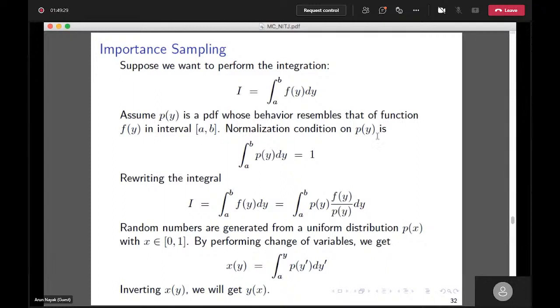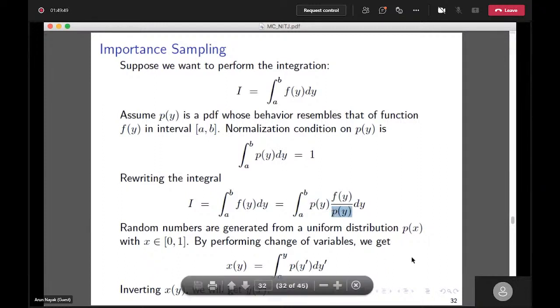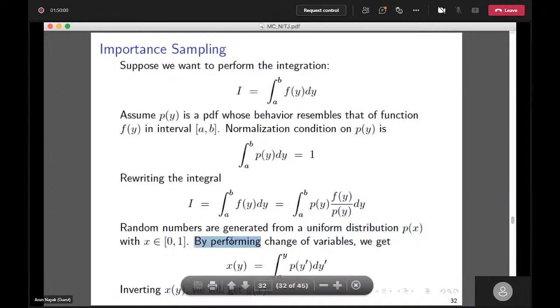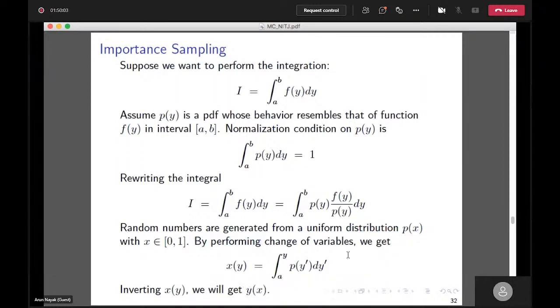Now the normalization condition of the PDF gives you that the integration of P of y dy is 1. We can rewrite the above integral by multiplying and dividing by P of y. Now if we generate a random number uniformly with a uniform PDF distribution P of x, then by performing the change of variables that we discussed earlier, we go to this PDF P of y.